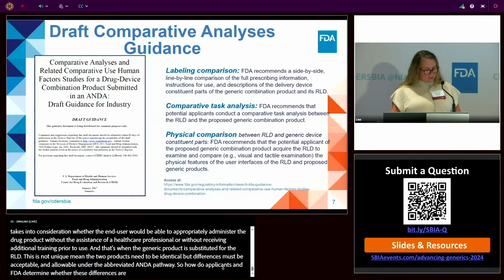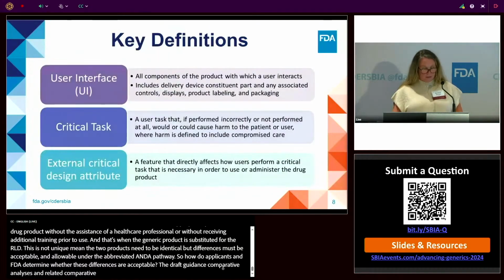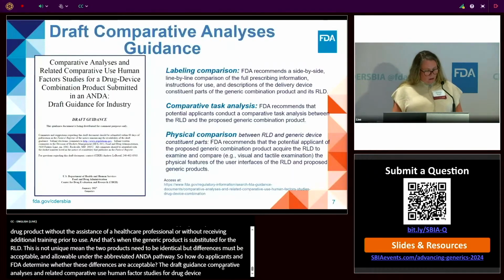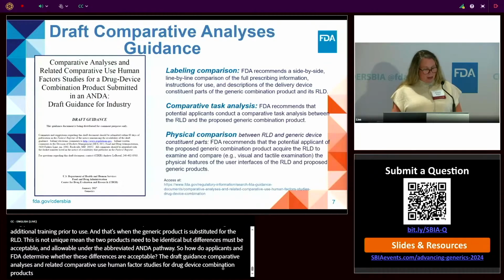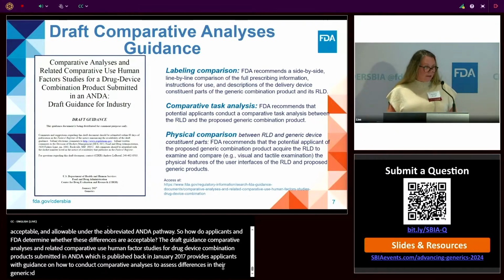The draft guidance, comparative analyses, and related comparative use human factor studies for drug device combination products submitted in an ANDA, which was published back in January of 2017, provides applicants with guidance on how to conduct comparative analyses to assess differences in their proposed generic device compared to the RLD. The guidance describes 3 comparative analyses to be conducted.